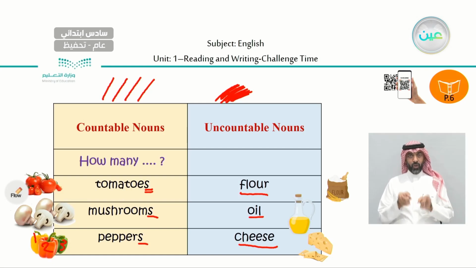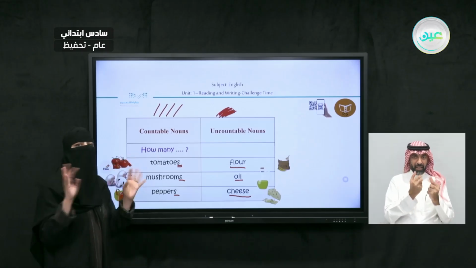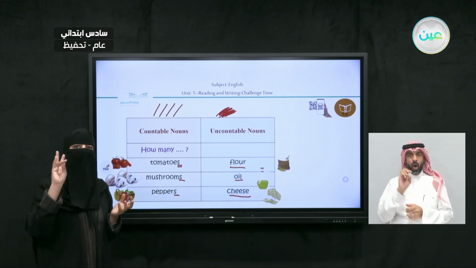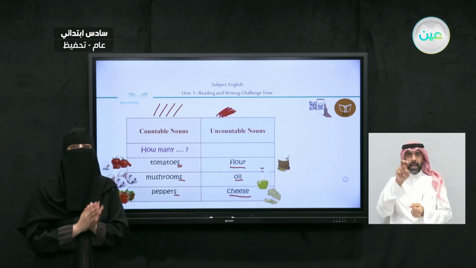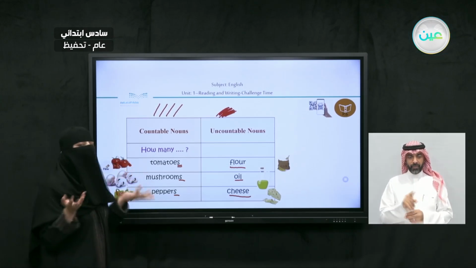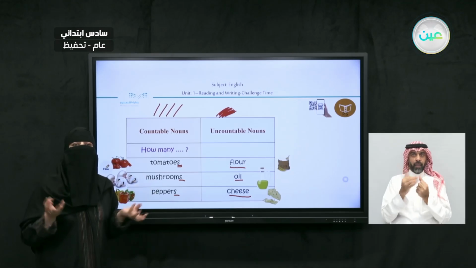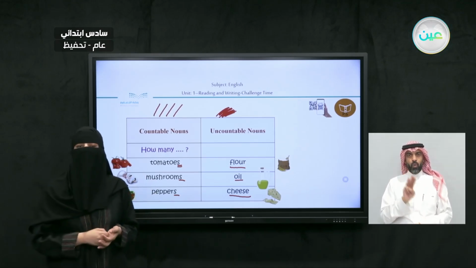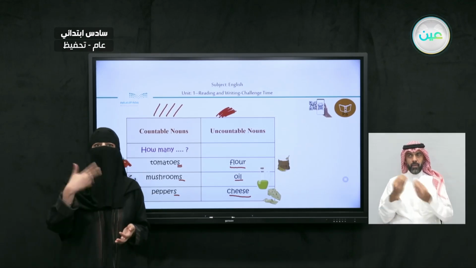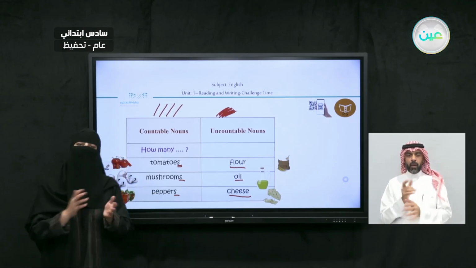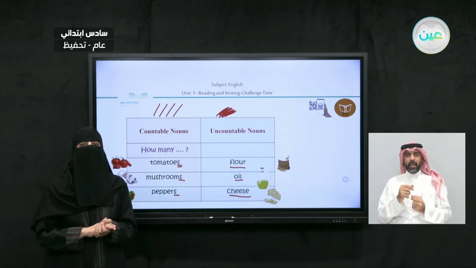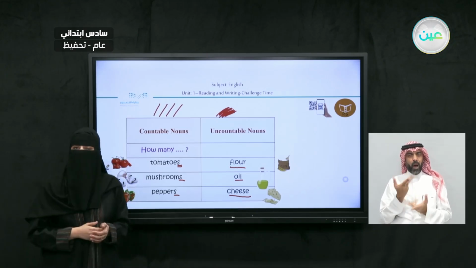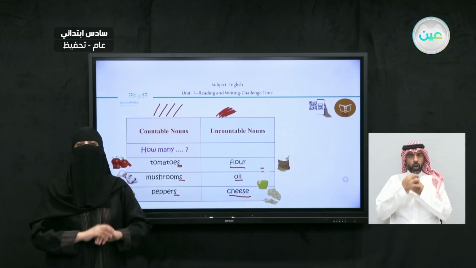Also, when we want to ask a question about the countable nouns, we ask with how many. How many? When we want to ask about the number. How many tomatoes? How many bananas? How many apples? Yes, that's good. Okay, can you think of other countable nouns like food? Oranges, very good, excellent. How many oranges do we have?